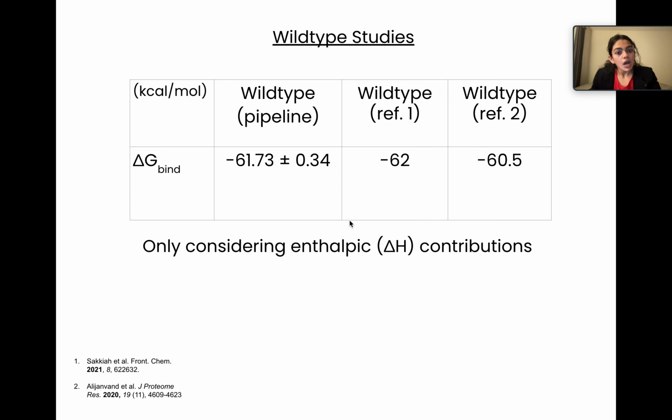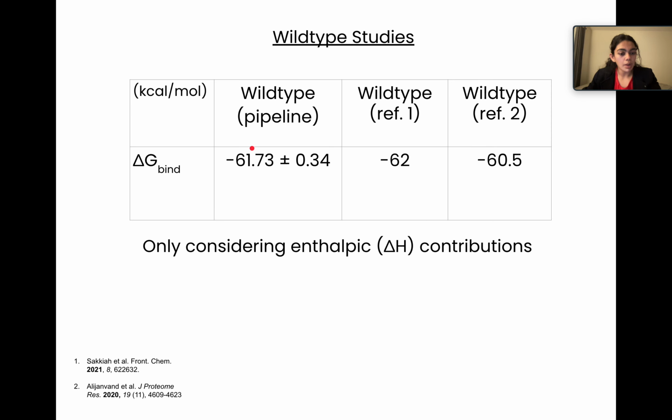So our wild type studies were the first step in our process, and we obtained our baseline free energy value. Now here we're only considering the enthalpic contribution, and what we got for the wild type from our pipeline was negative 61.73 kcal per mole plus or minus 0.34.